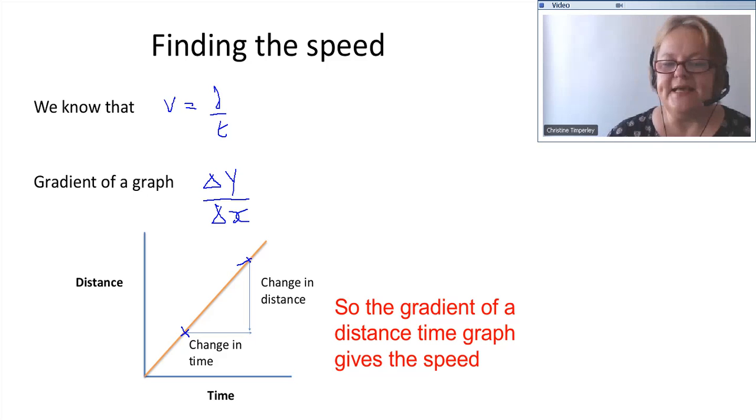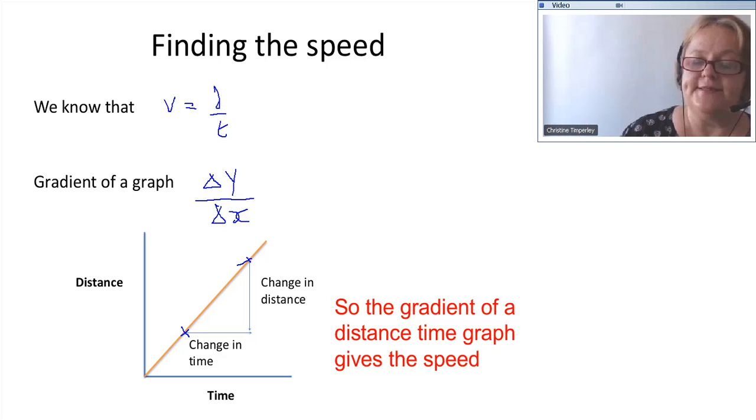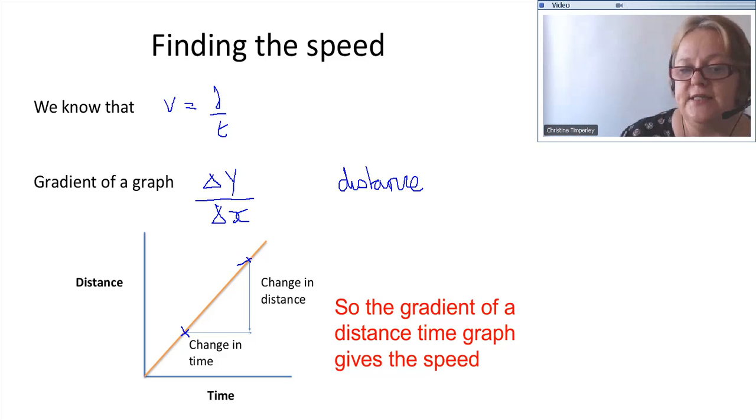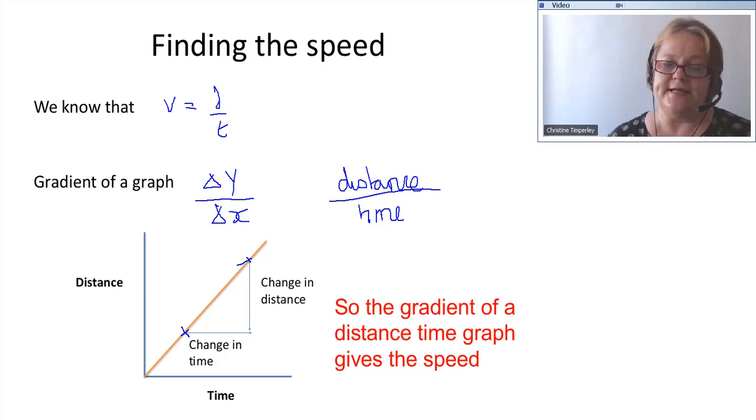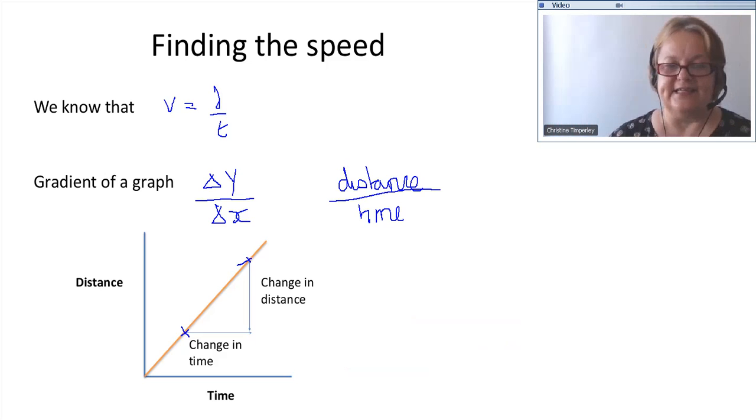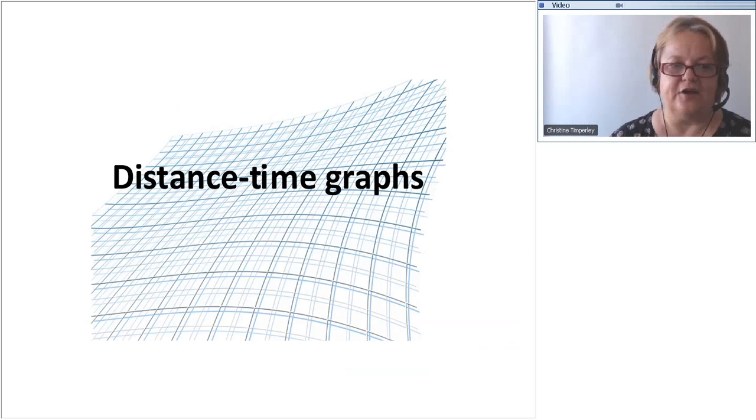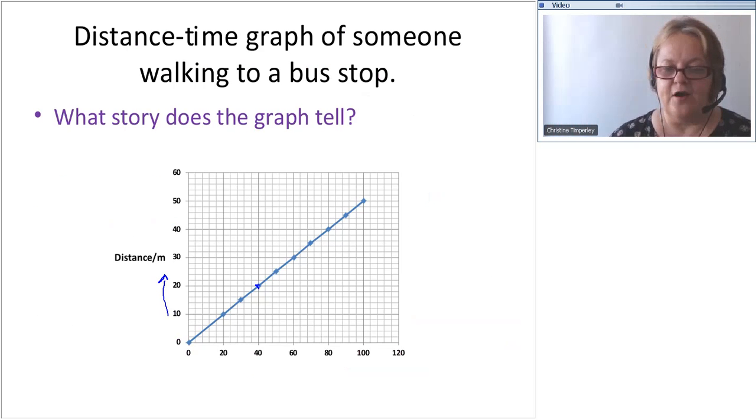If we calculate the gradient of this graph, it actually means something, because the change in the y values is the change in the distance, so it's the distance we've travelled. And the change in the x values is the time it's taken to travel that distance. So the gradient of a distance time graph gives us a speed. What else does this tell us? Going back to this distance time graph, what else does it tell us?